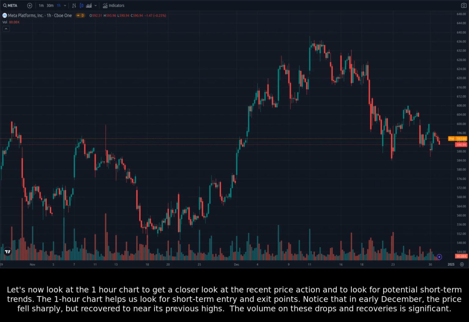Let's now look at the 1-hour chart to get a closer look at the recent price action and to look for potential short-term trends. The 1-hour chart helps us look for short-term entry and exit points. Notice that in early December, the price fell sharply, but recovered to near its previous highs. The volume on these drops and recoveries is significant.